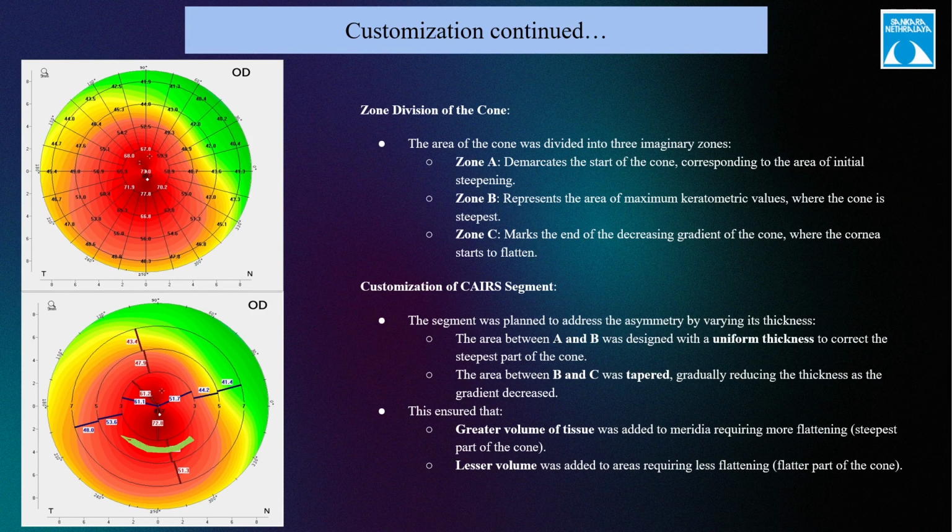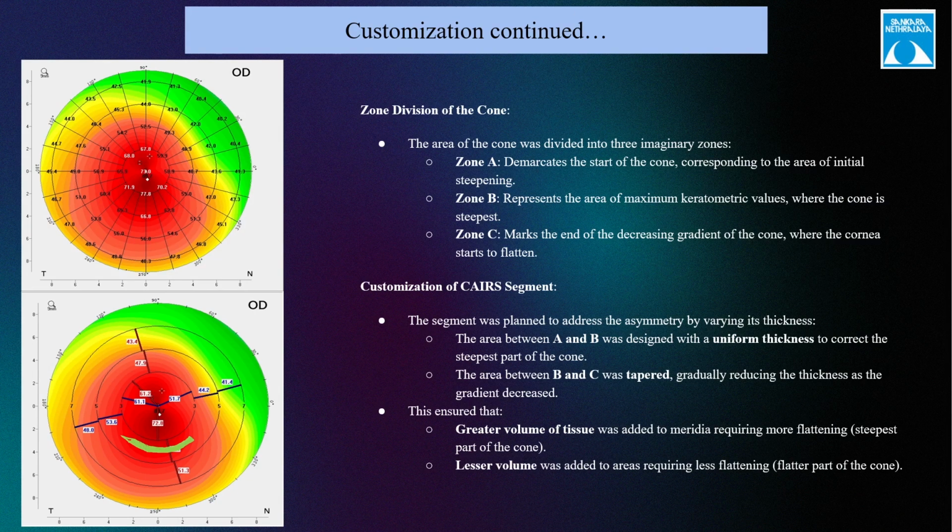So in this area, if we divide it into zones A, B, and C, then there will be 3 areas which we will get from this. There will be an area between A and B, an area between B and C, and the overall periphery. The area between A and B was designed with a uniform thickness to correct the steepest part of the cone, considering that zone B will represent the steepest part of the cone.